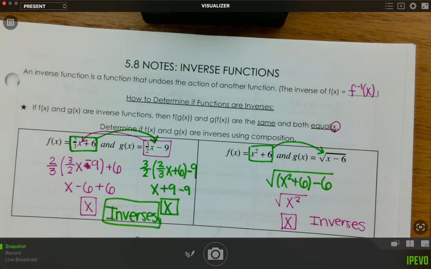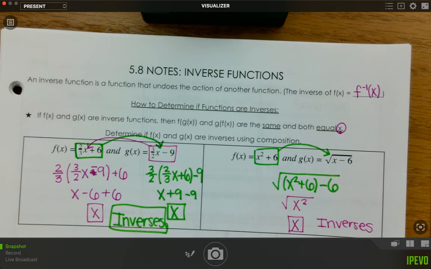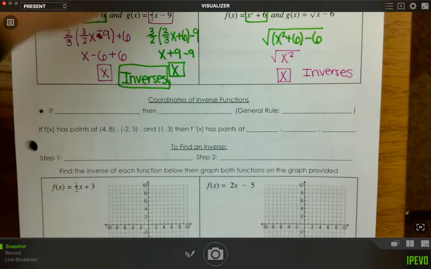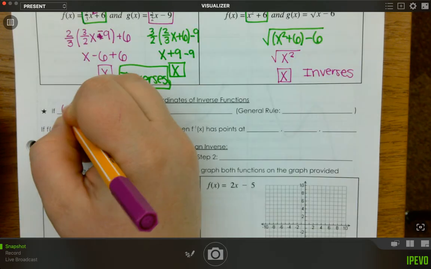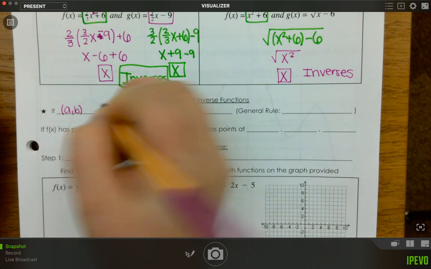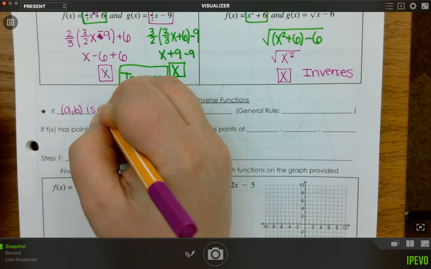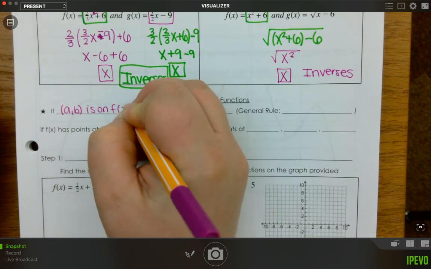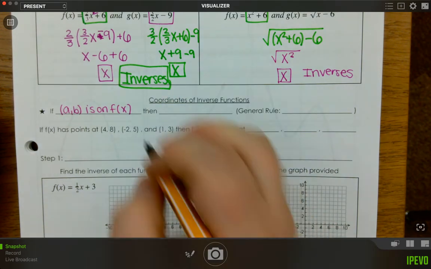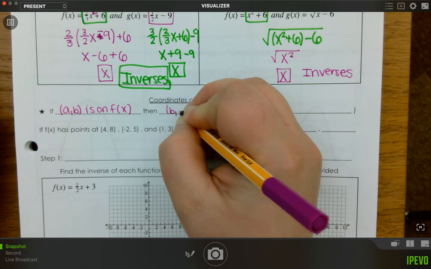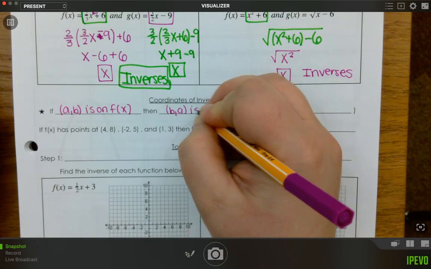All right, now let's talk about coordinates. If a comma b is on f of x, so if that's a point on the original graph, then b comma a is on the inverse.